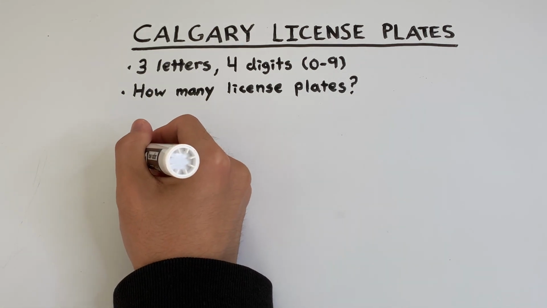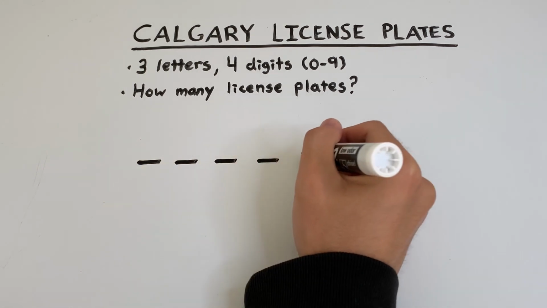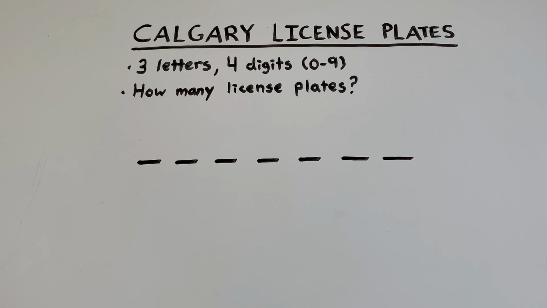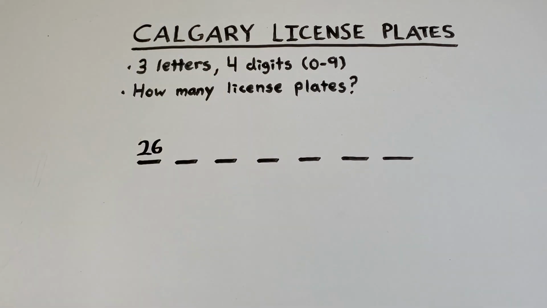So we know that we have 7 spaces in total. We know 3 of them have to be occupied by letters, and then the other 4 have to be occupied by digits. And we're going to solve this by considering how many choices we have for each position. So we start off with the 3 letters over here. Now the letters can be anything from A through Z. So that's 26 choices for the first letter.